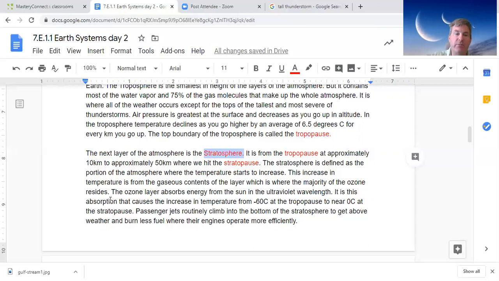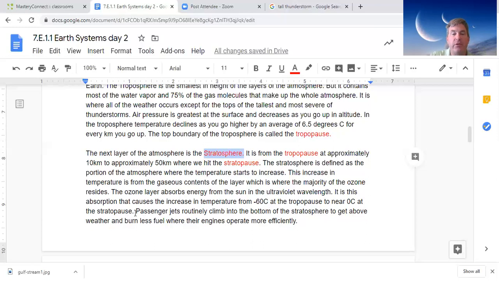So this absorption causes the increase in temperature from minus 60 degrees Celsius at the tropopause to near zero. So it goes from minus 60 to zero. So is it really getting warm? No, not really. But it is warmer than that at the top of the stratosphere. So at the stratopause, it's back up to near zero.